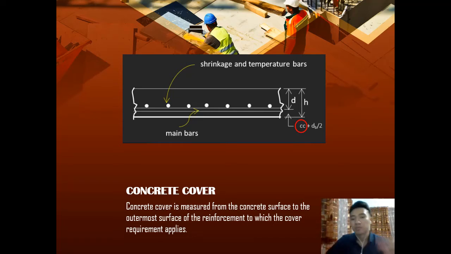And kung yung depth natin is from the centroid sa ating main bars to the outermost layer. Then, yung H or yung thickness natin ng ating slab is from upper outermost layer to the lower outermost layer of the slab. So yun yung thickness ng slab. Then dito na side is from the centroid or the concrete cover plus yung diameter ng bar natin all over to. So ito yung length niya dito na side.